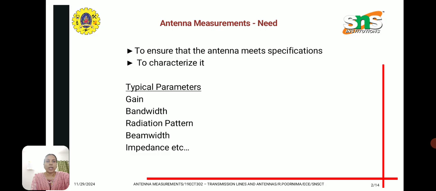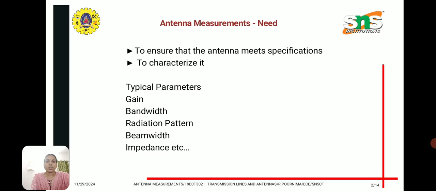In this lecture we are going to discuss radiation pattern measurement. First, the need for antenna measurements: to ensure the antenna meets its specification and to characterize the antenna. Typical parameters of the antenna are gain, bandwidth, radiation pattern, beam width, impedance, etc. So these antenna measurements are very important.